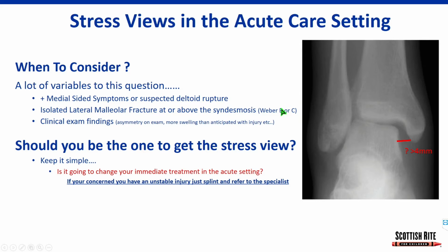The question I would have for you would be, is it really going to change your acute plan for that patient? So if this patient's in your urgent care, in your emergency room, you know that you're going to be putting them in a splint and sending them over to sports or sending them out to your ortho referral. Does this stress view really change that for you?